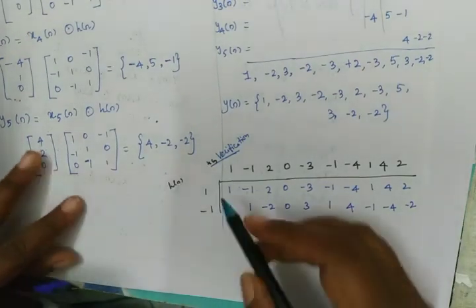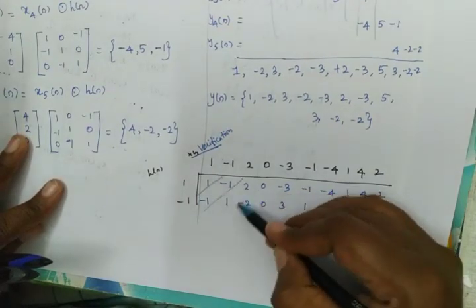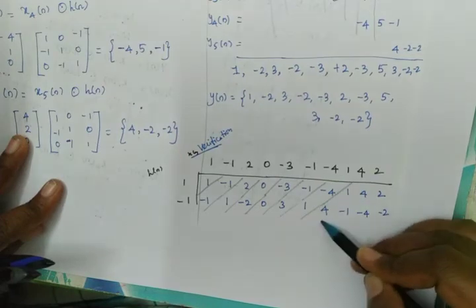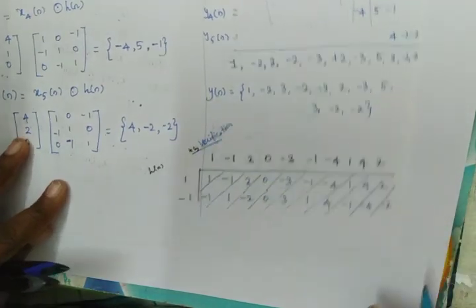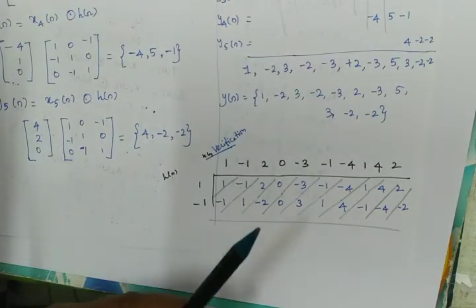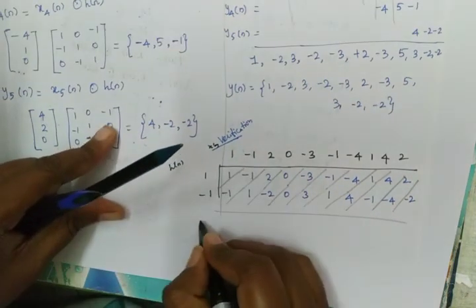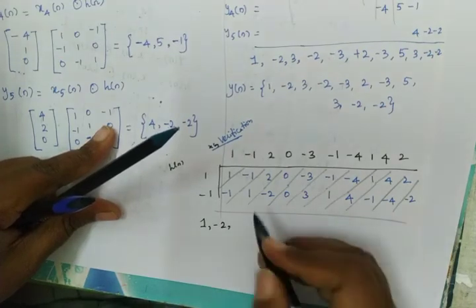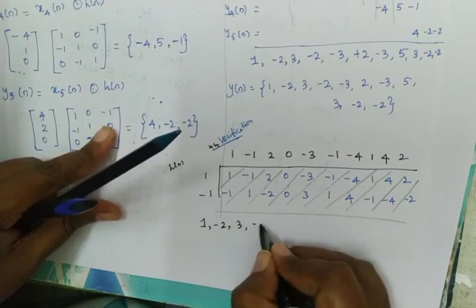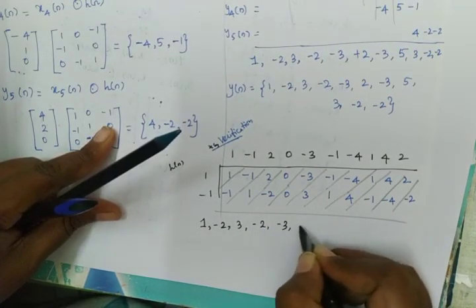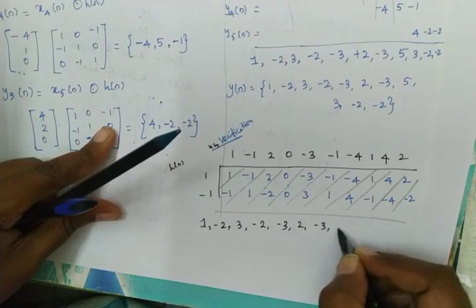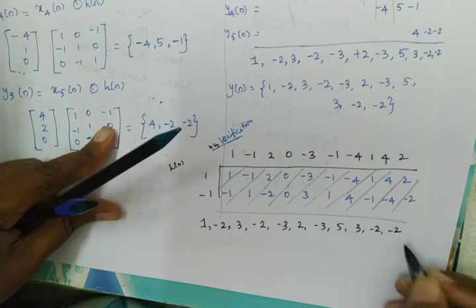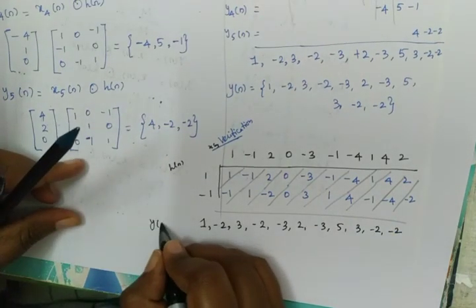Now what we have to do? Just cut this diagonally. Minus 1, 1 minus 4, 4 1 2. That's it. Now let us write the answer. First one is 1 comma minus 1. Minus 1 is minus 2. Add these numbers. And here we have 3 minus 2 minus 3. This is 2 minus 3. 5 3 minus 2 minus 2. Now this is our y of n.